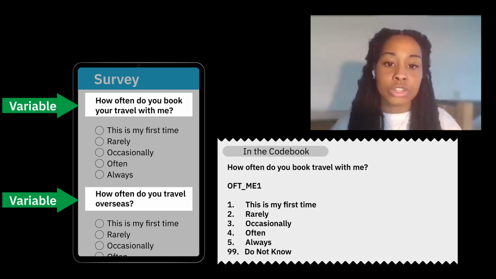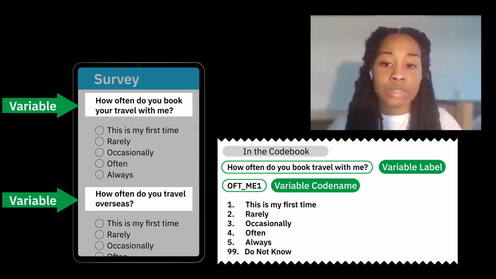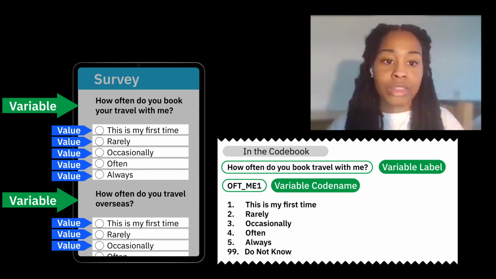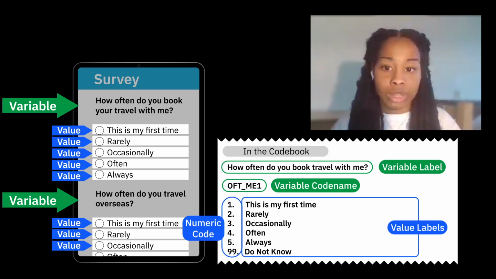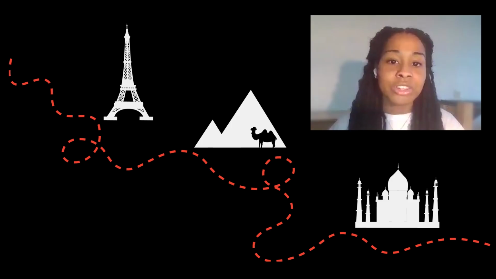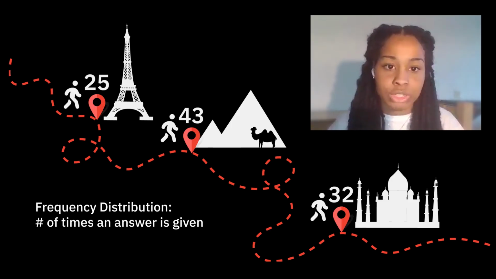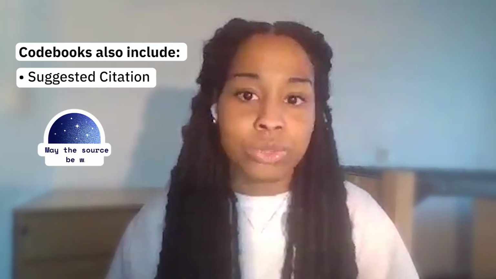The codebook provides a short code name for each variable along with a longer description, also known as a variable label, and the possible answers or values. These are often given numeric codes and then identified by value labels, like a legend on a map. Similarly, a tour guide telling you how many tourists visited each attraction is how a frequency distribution displays how many times each answer was given.